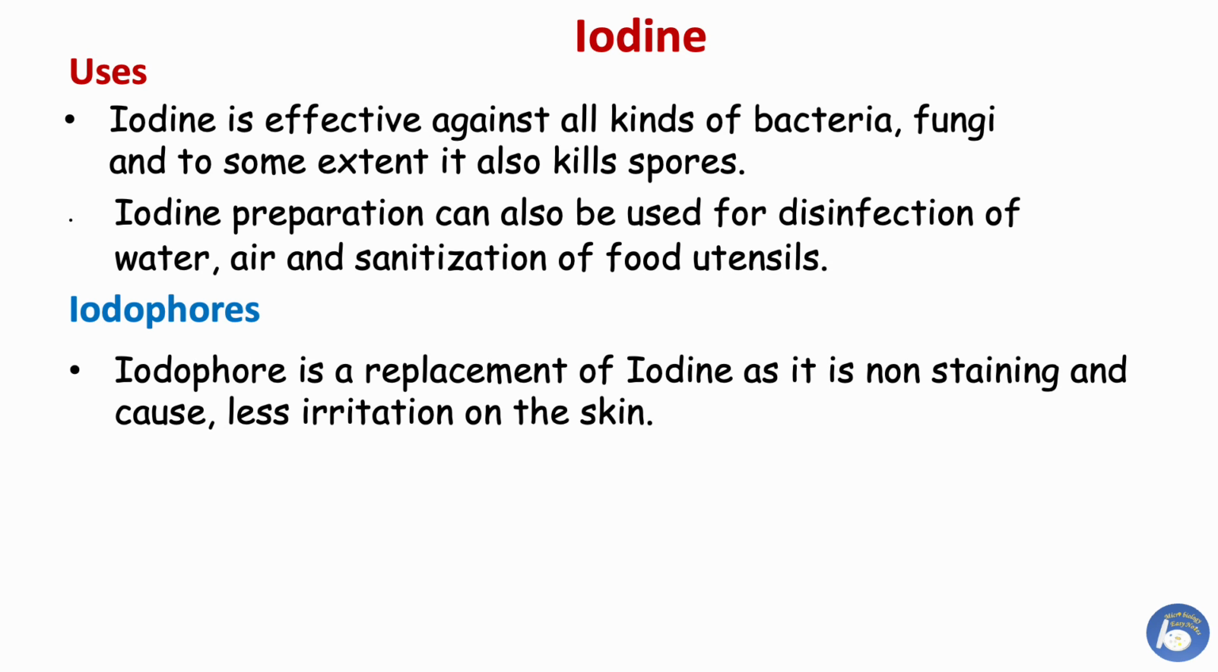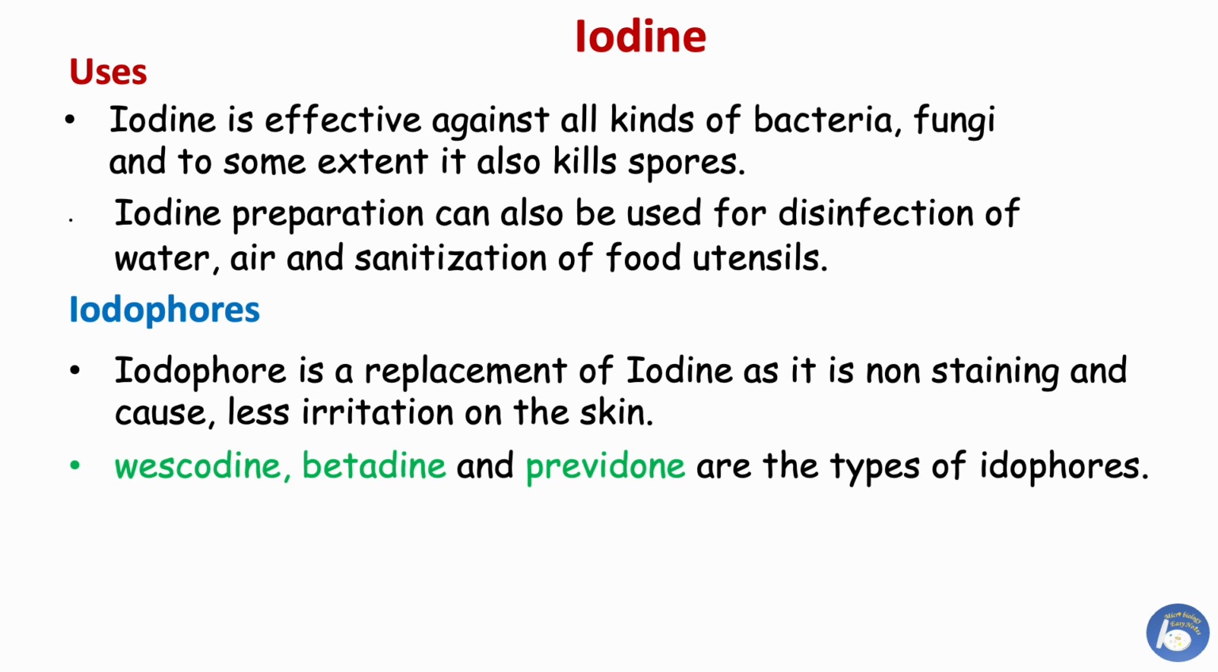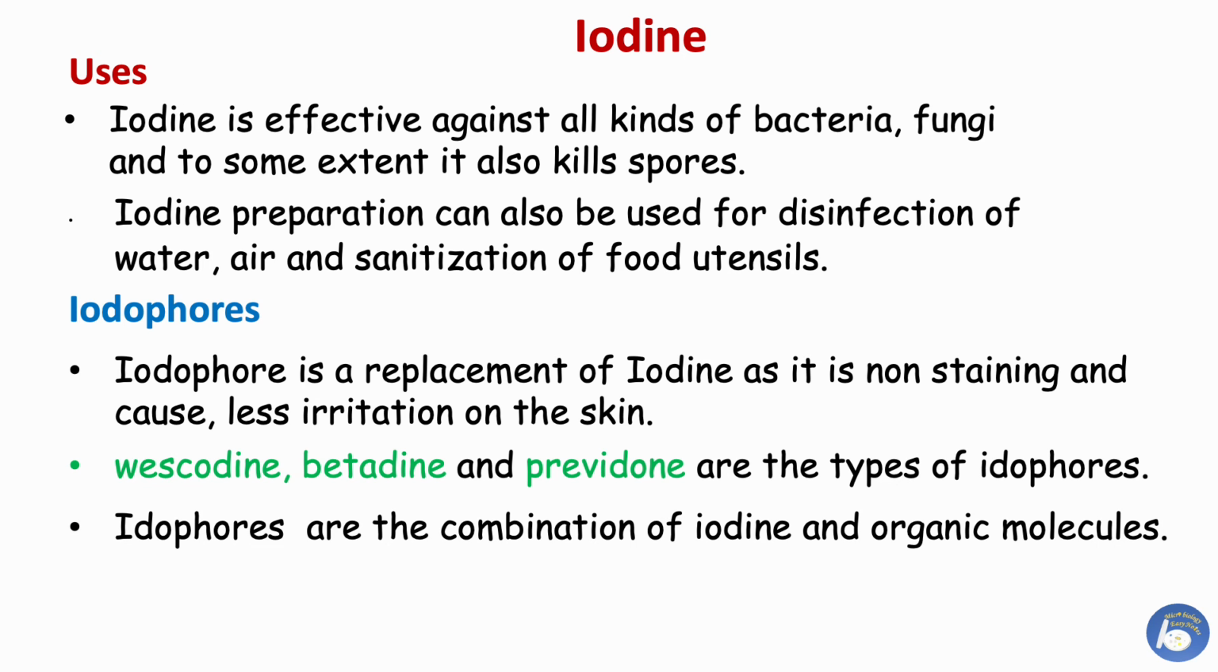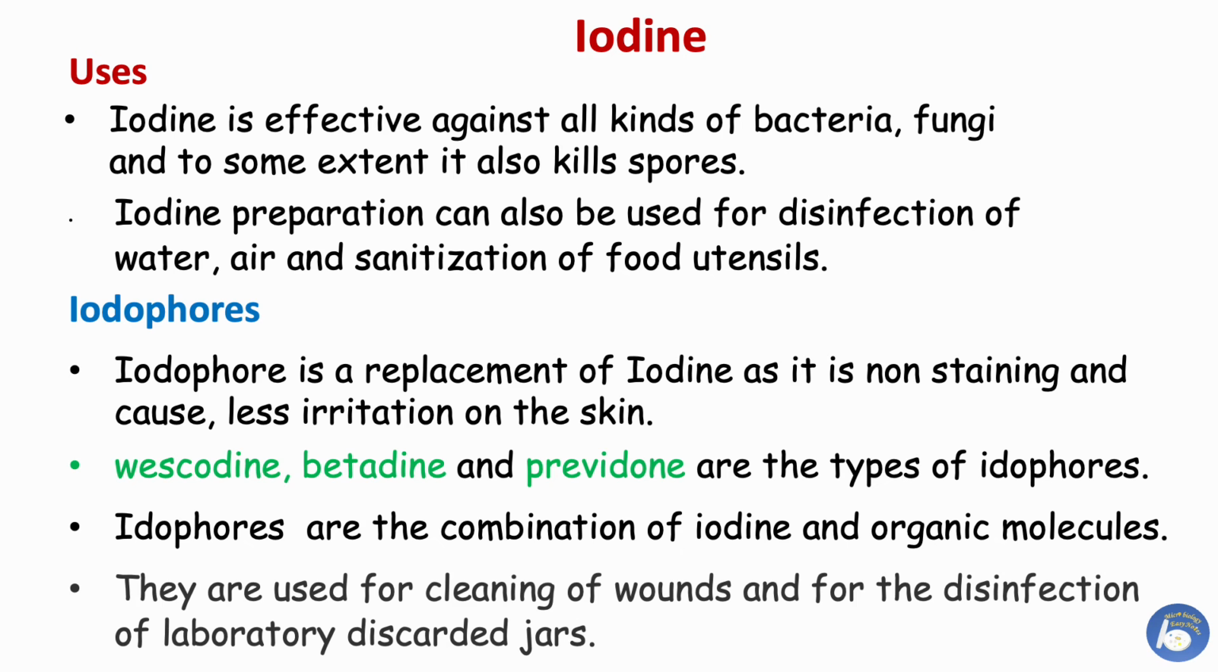Iodophores. Iodophore is a replacement of iodine as it is non-staining and causes less irritation on the skin. Vescodine, betadine, and povidone are types of iodophores. Iodophores are a combination of iodine and organic molecules. They are used for cleaning of wounds and for the disinfection of laboratory discarded jars.